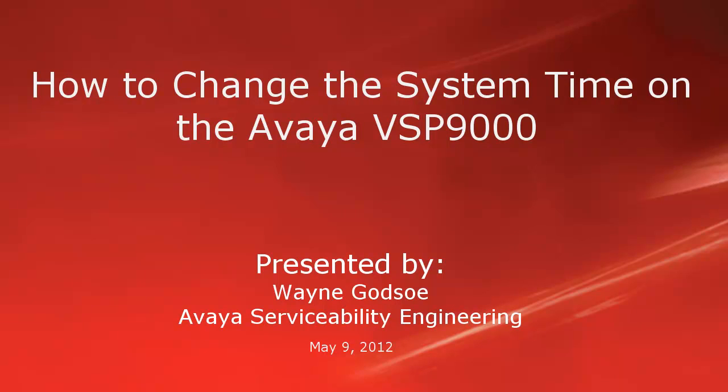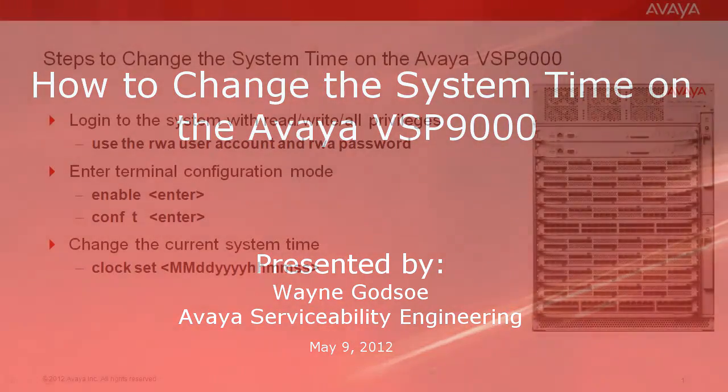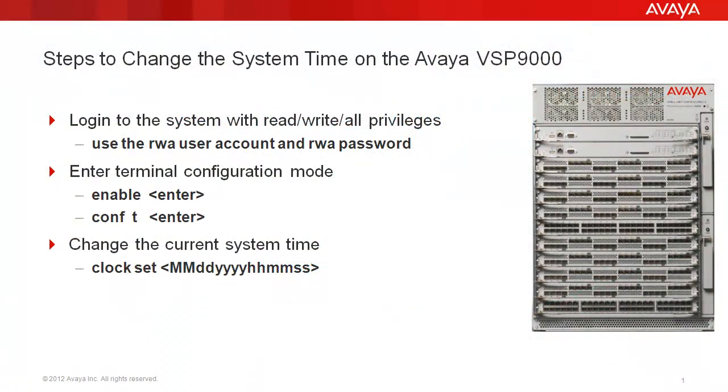This tech tip will cover the steps to change the system time on the Avaya VSP9000 system. In our tech tip example, we will use the following steps to change the system time on the VSP9000. We'll log into the system with read-write-all privileges using our RWA user account and RWA password. We'll enter terminal configuration mode by entering enable followed by conf-t.